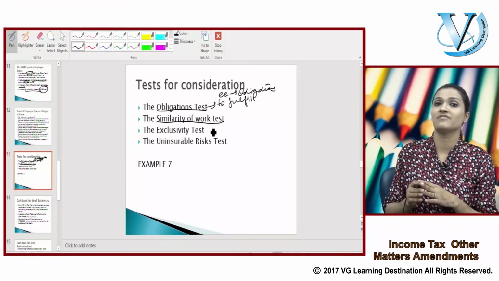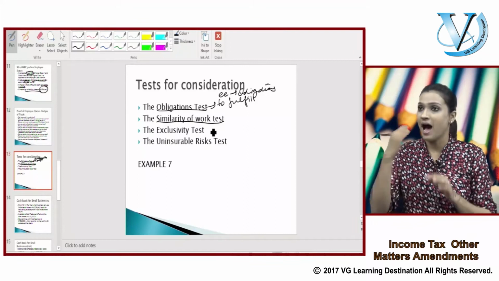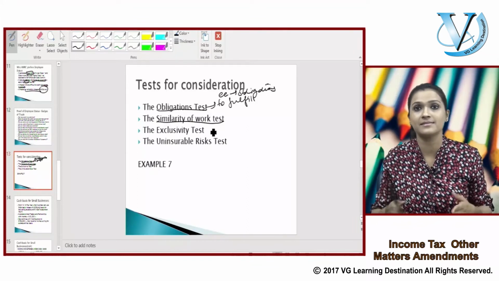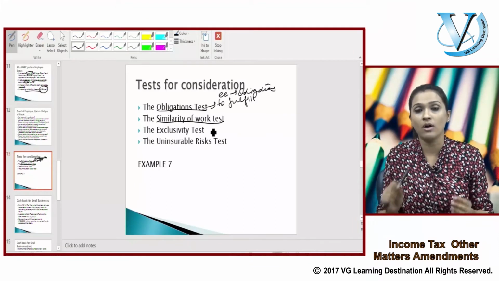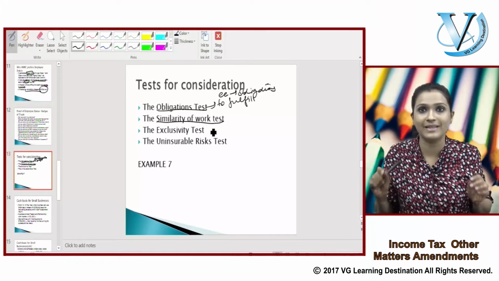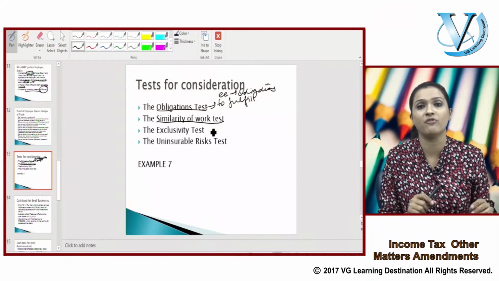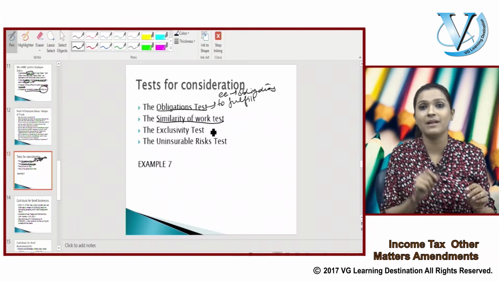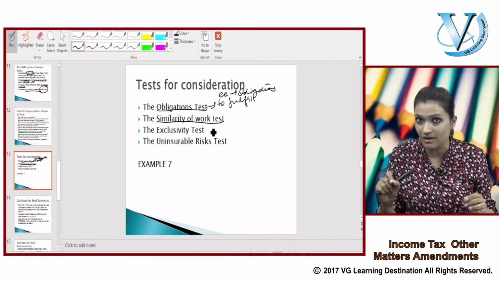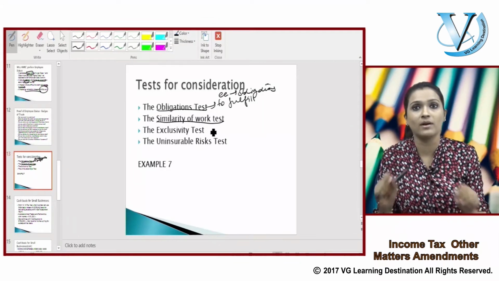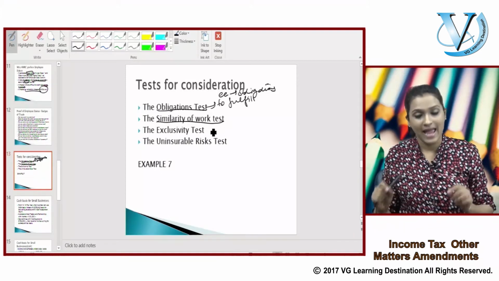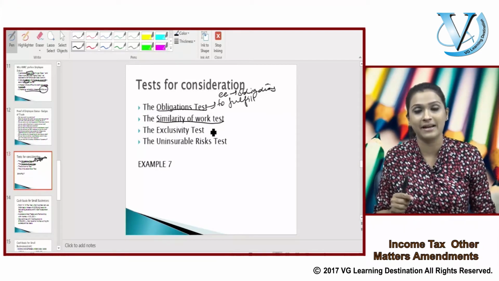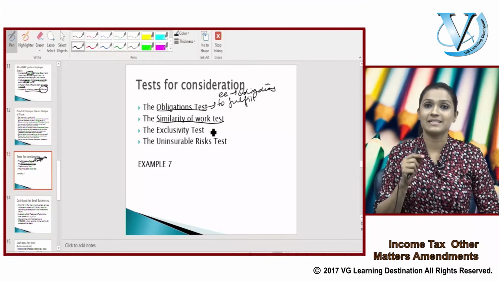Now, as opposed to this, if I'm a self-employed person, I come in here, record my classes and go out. I'm not concerned with how anybody else is performing their similar tasks. Even though they are performing similar tasks, my work is not dependent on anybody else. So definitely I look at the similarity of work test.